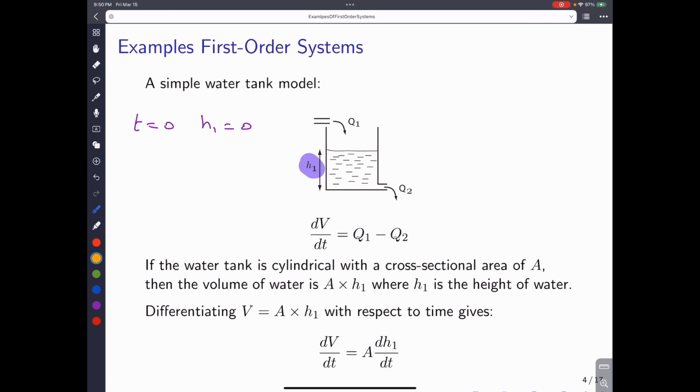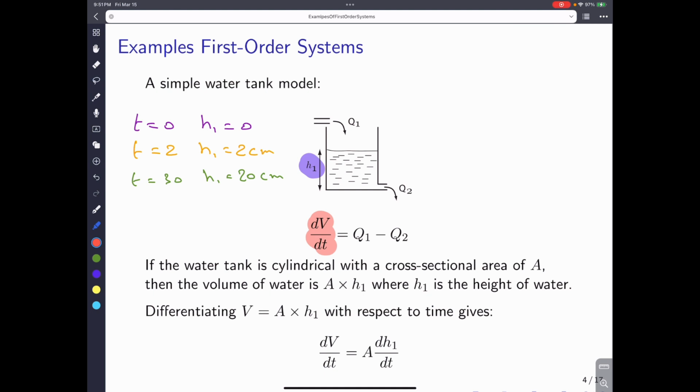And at some later time, maybe 2 minutes later, the height of water is now 2 centimeters, and maybe after 30 seconds, maybe the height of water is now 20 centimeters. Okay, so the tank would start to fill up. And what I'd really like to describe is how the height of water changes over time. So the rate of change of volume is not really what I want. So somehow I've got to change volume to height.